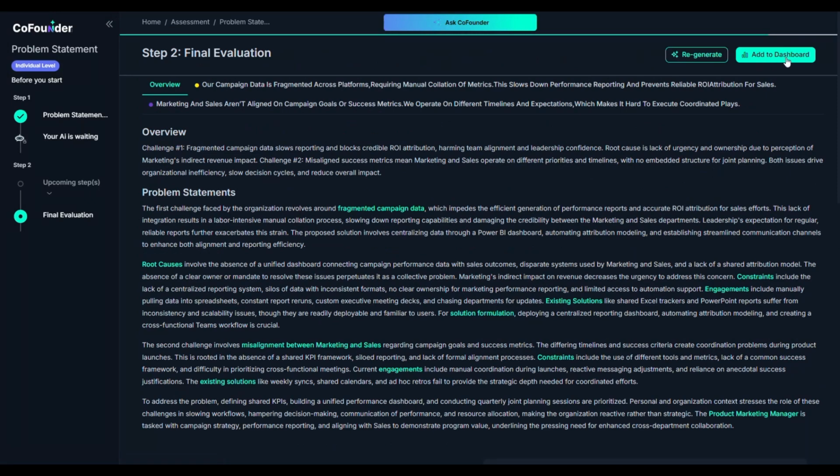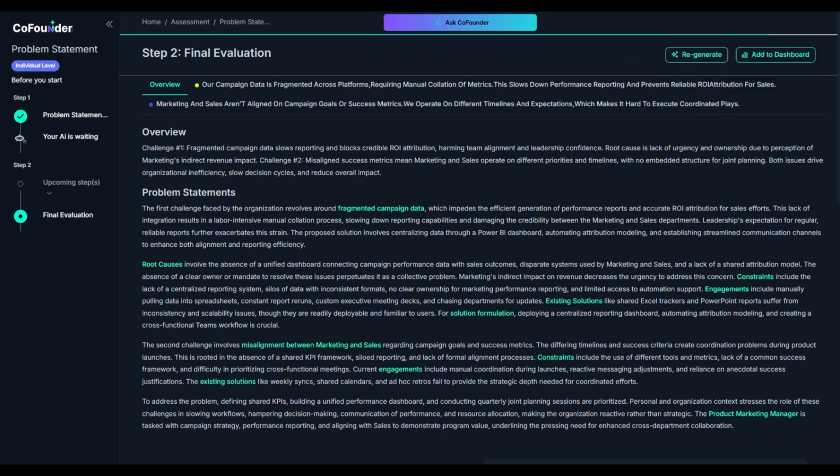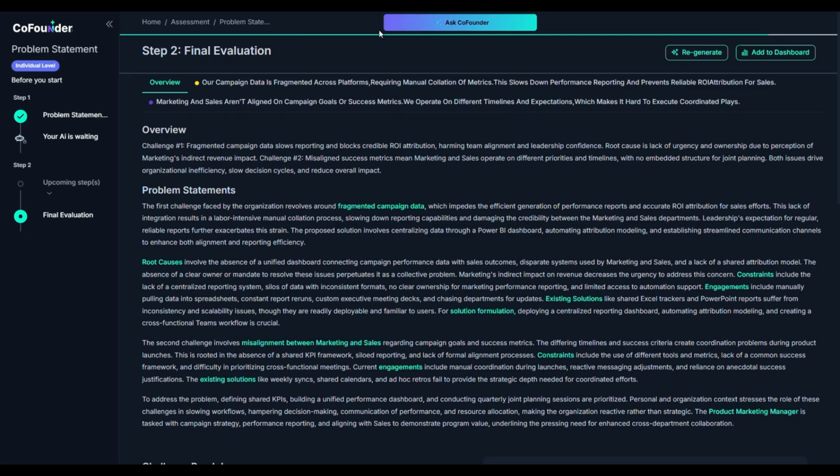Add to dashboard. Dashboards aren't just visual summaries. They're living, shareable workspaces, places where Alex can connect innovation efforts to reporting, share progress with leadership, and align the team around what matters most. From here, Alex can either add this to an existing dashboard or create a new one for this initiative. Once added, it becomes part of his innovation control panel, ready to be revisited, updated, or shared with stakeholders, collaborators, or even investors. It's a powerful way to turn insight into visibility and visibility into action.